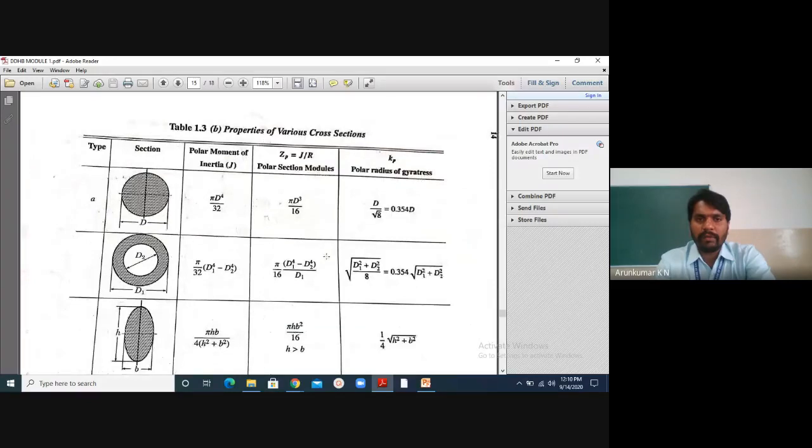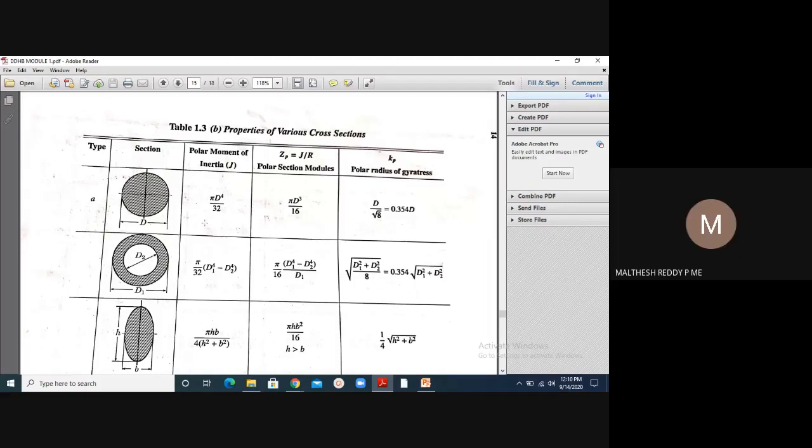Yeah, look at this. Is the PDF visible? Yes, sir.